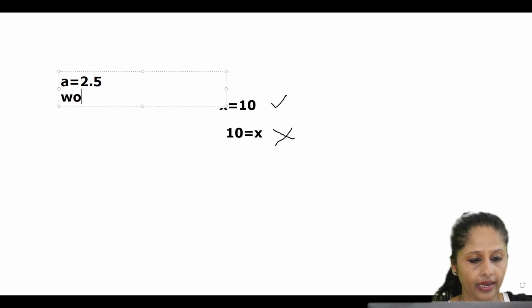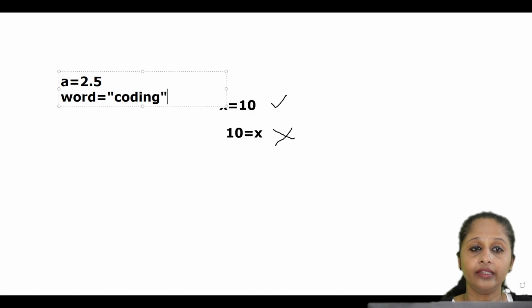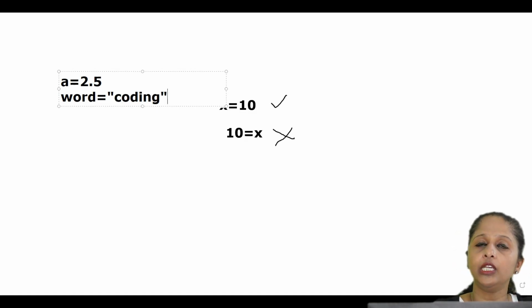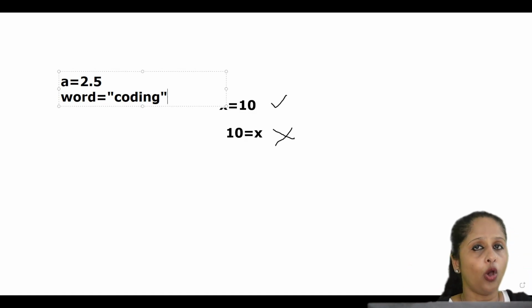Then if I have word equal to coding, here the value coding I am assigning to word. Coding is a string value, a string literal, which we already studied. So this coding string literal I am assigning to the variable word. So these are the correct ways to write an assignment operator.